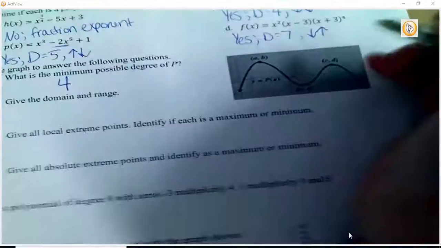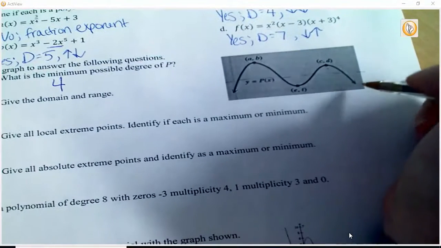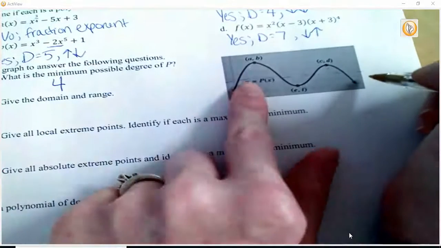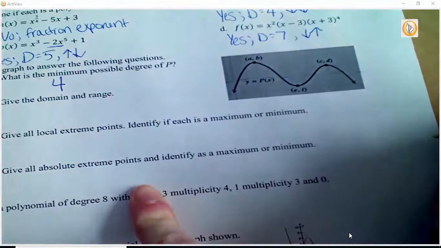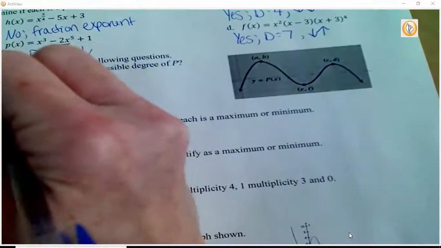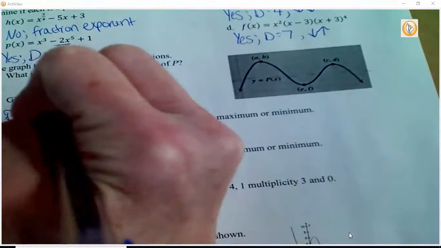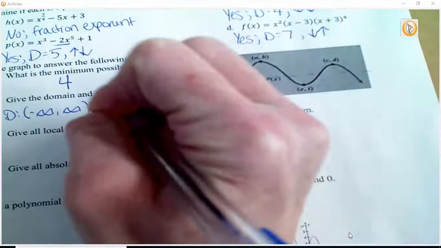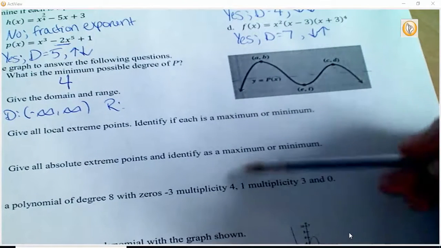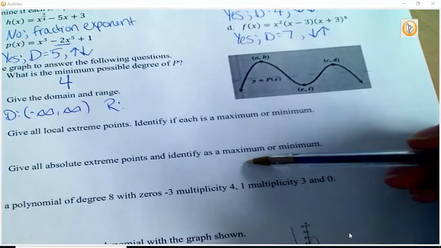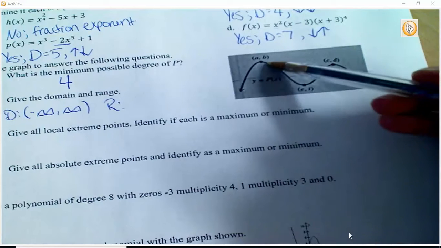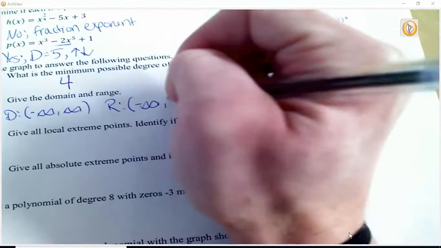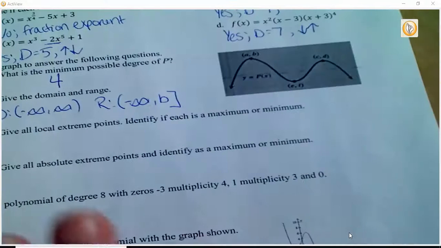Domain. Okay, think about left to right. This end keeps going to the left forever. That one goes to the right forever. So we hit all of them, negative infinity to positive infinity. The range, bottom to the top. So this is going down forever, so we're hitting all the negatives. We stop here at our highest point, which is b. So our range is negative infinity to the y value of that point, which is b. Because you do hit that point, it gets a bracket.